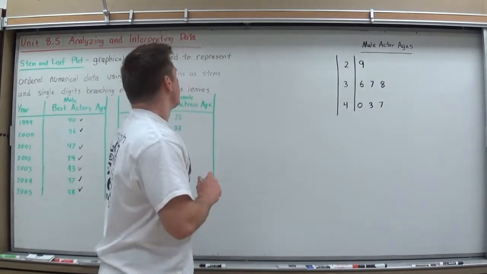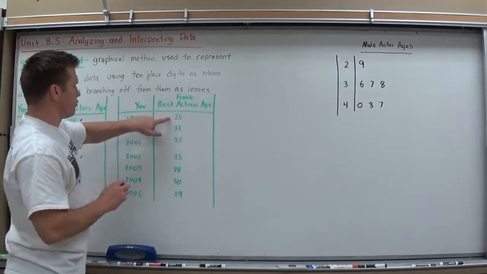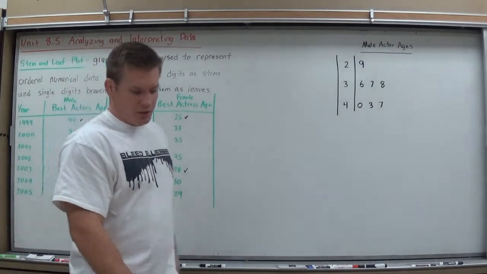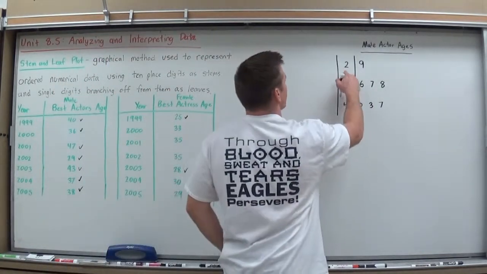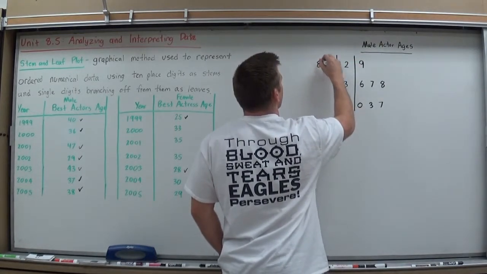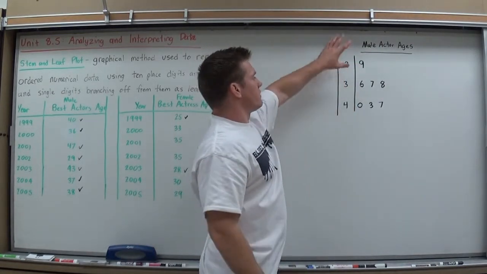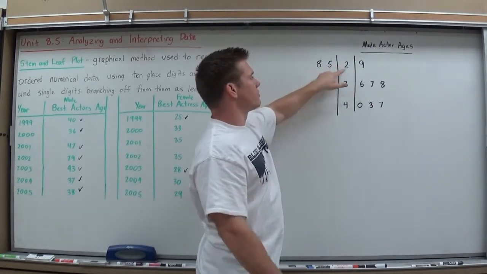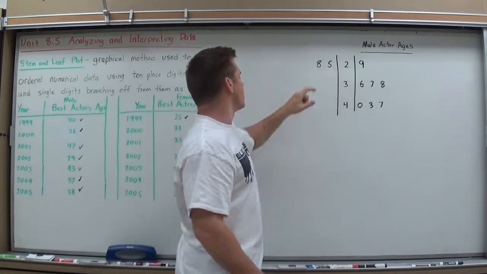So let's do that. My ages going the other way were 25 and 28. So going the other way, I need to include 25 and 28. As long as I remember that the stem, the main part, is where I use my 10s digits, and the leaves represent the single digits that go with the number, we're okay. So I have 25 and 28.